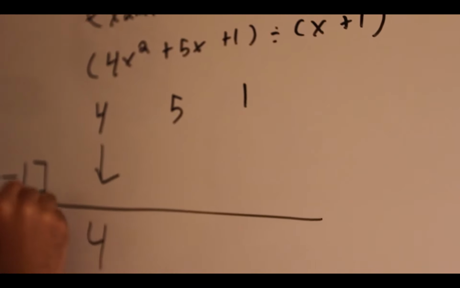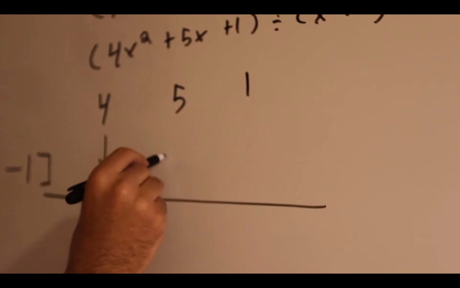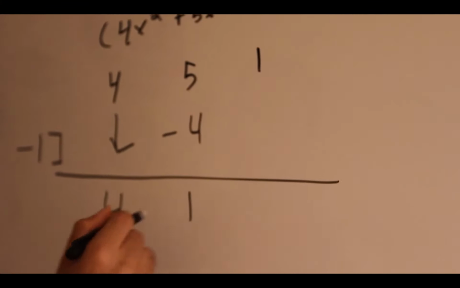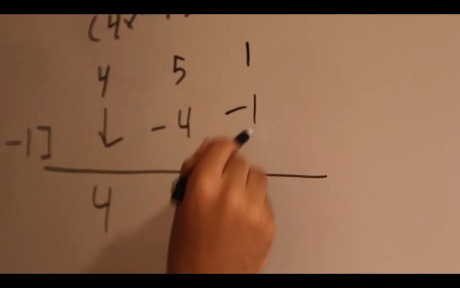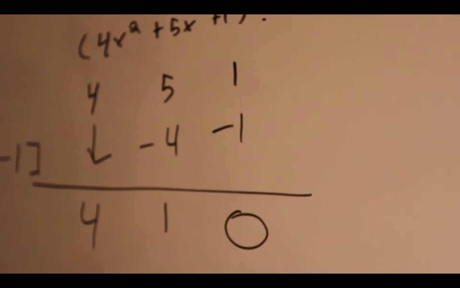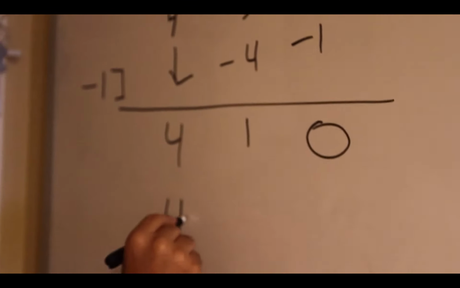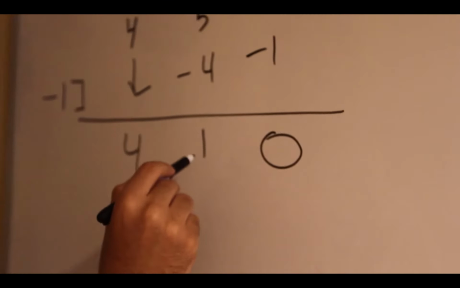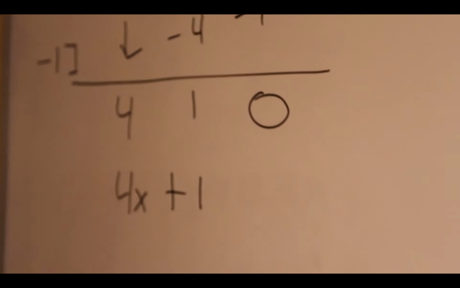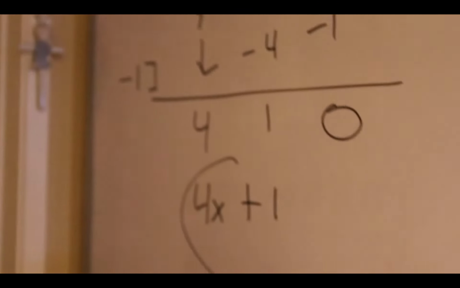4. Then multiply it by the -1, so this becomes -4. That becomes 1, then multiplied by -1, we have 0, which means we don't have a remainder. So then, instead of putting a remainder, we do 4x plus 1. That's it, there's your answer.